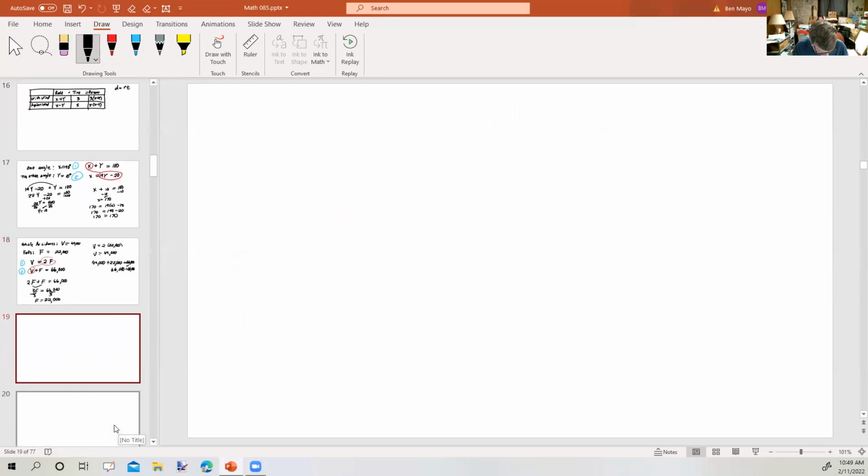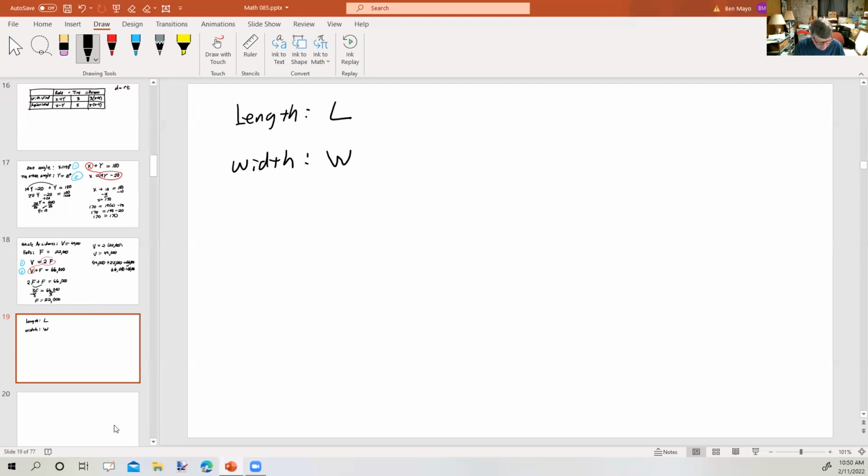Ballroom dancing. A rectangular shaped dance floor has a perimeter of 200 feet. If the floor were 20 feet wider, its width would equal its length. Find the length and width of the dance floor. So they want us to find the length and the width of the dance floor. How about we call the length L and the width W?